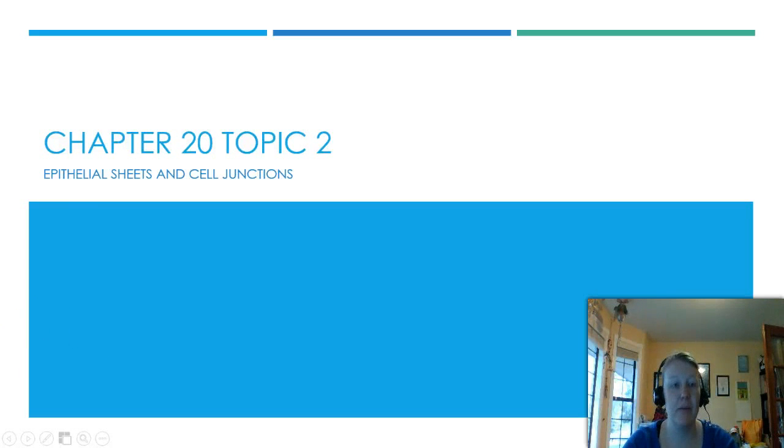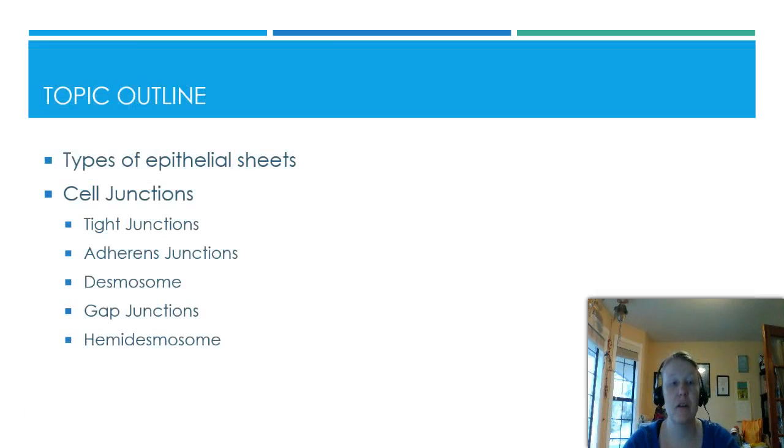Hey guys, welcome to topic 2 of chapter 20. In this topic, we're going to expand from what we just talked about when we talked about forming of tissues to talk about how epithelial sheets are formed and the cell junctions that help cells communicate and hold together to form these epithelial sheets. So here's our topic outline.